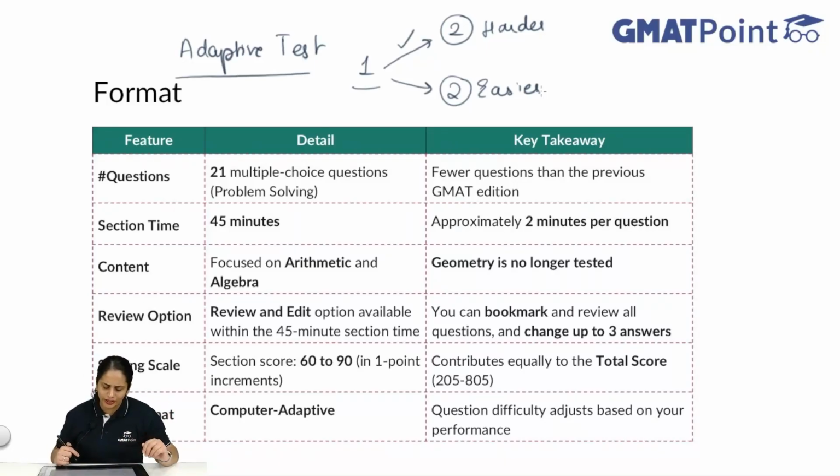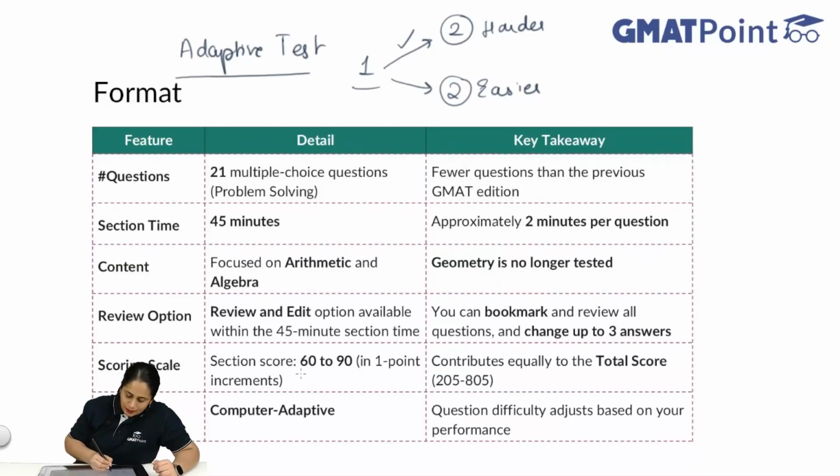Now let me come to another thing, that of scoring and the scoring scale. So let me explain the scoring properly and how any changes or errors affect your overall score. The scoring scale for each section is between 60 and 90, and the overall score is between 205 and 805, 805 being a perfect score.